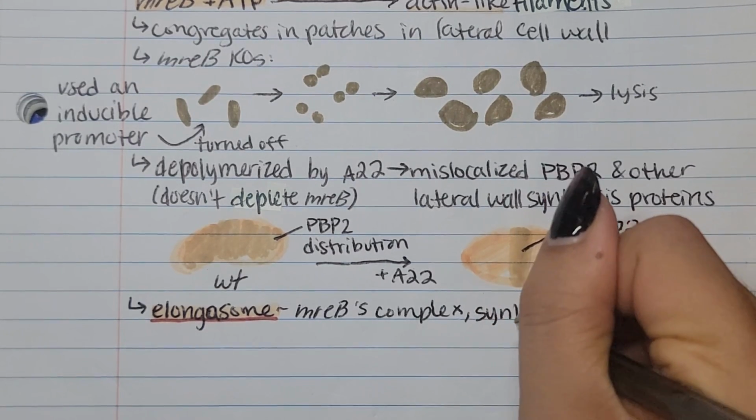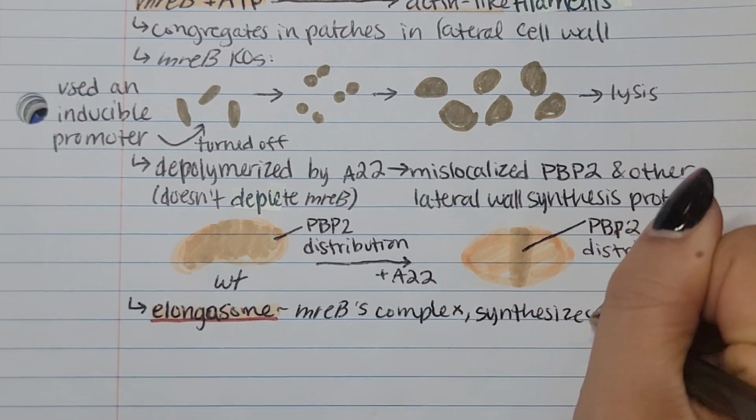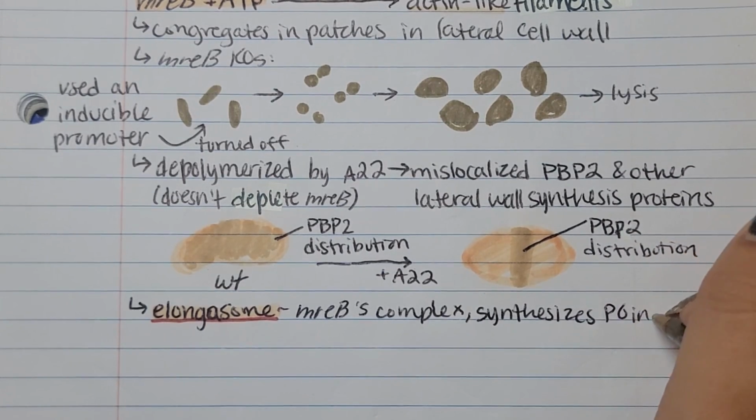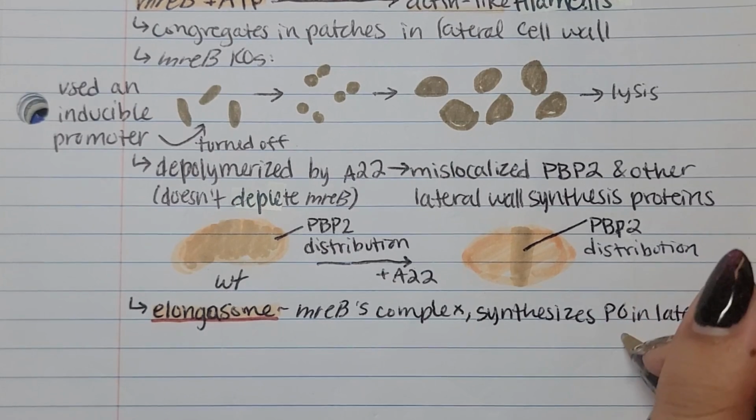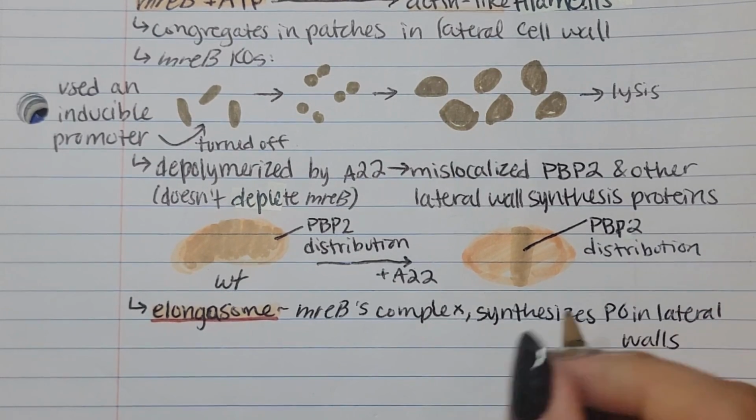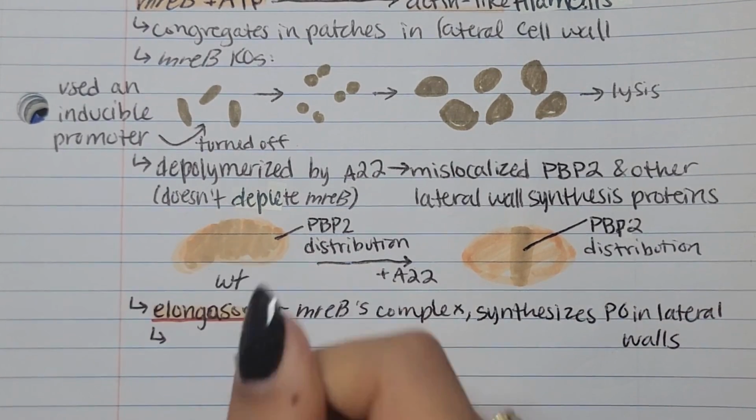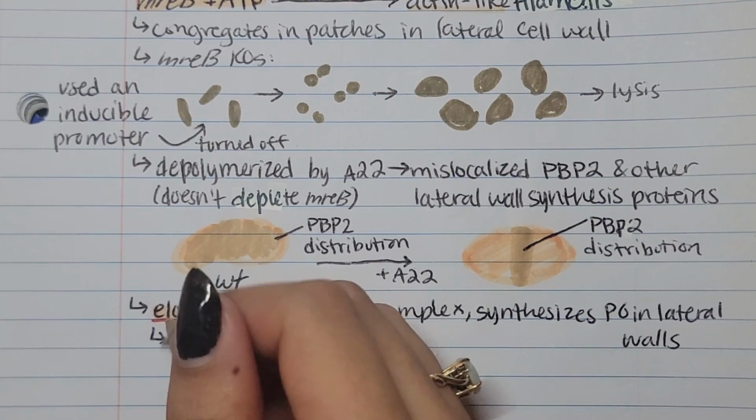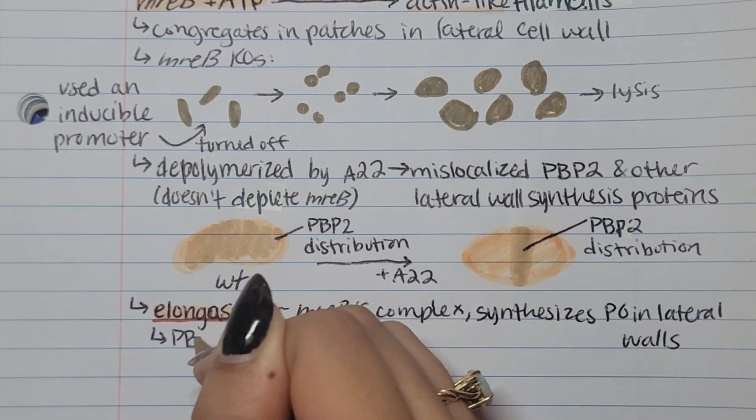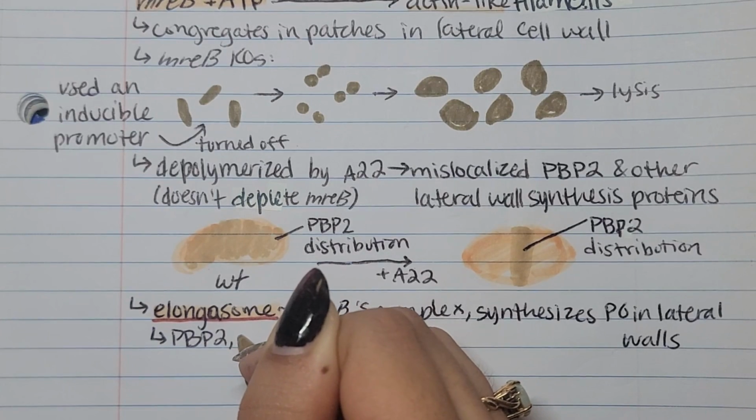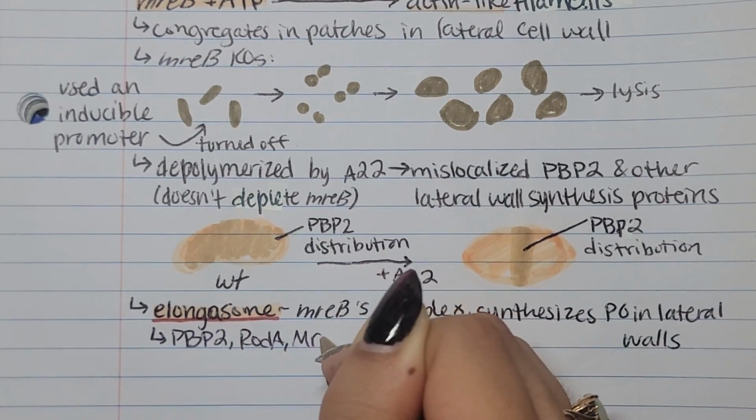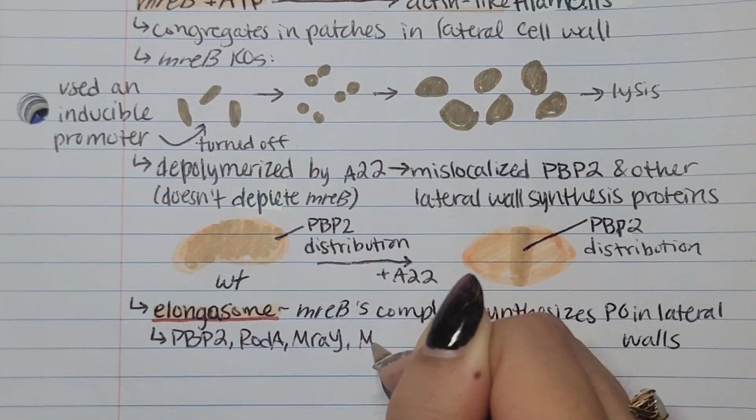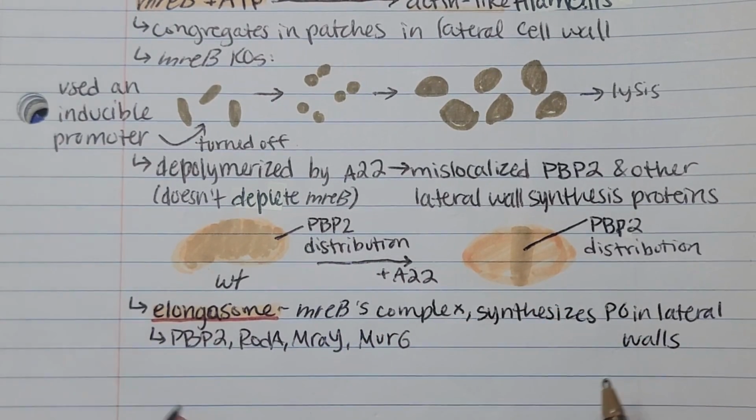And this synthesizes peptidoglycan in lateral cell walls. Okay. And so in addition to MreB and PBP2, we also have RodA, MurG, and MraY, because you still have to be making your NAM and NAG subunits to make your peptidoglycan.